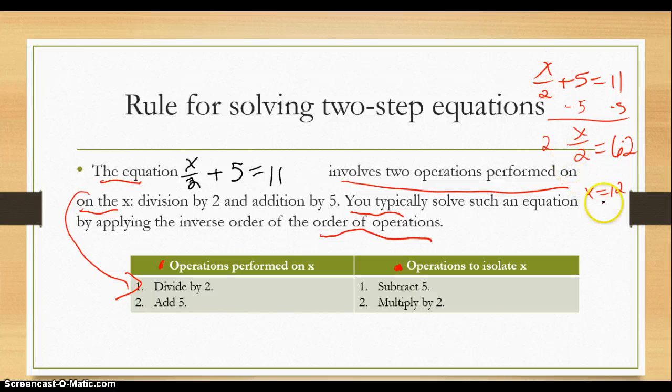12, now check your work. So we solved for 12. We go back up here, 12 divided by 2 is 6. 6 plus 5 equals 11. That does check out. So it's very important you write this rule down in your notes, especially that it involves two operations performed on the x, so you understand what this says in math terms. But then we have to do the reverse order, the inverse order, to make sure that we get the x isolated by itself, to get x alone.